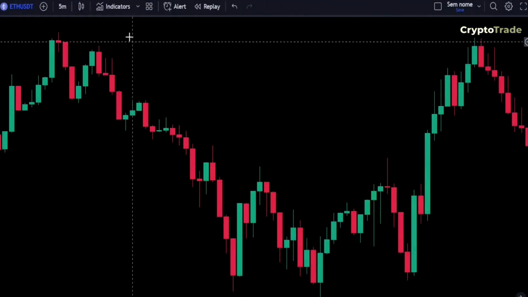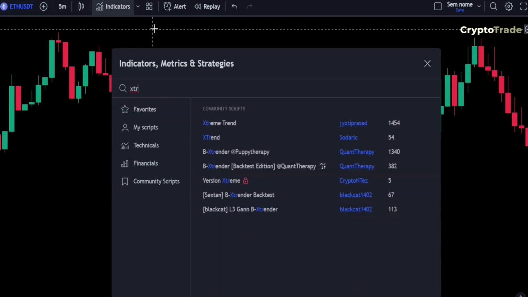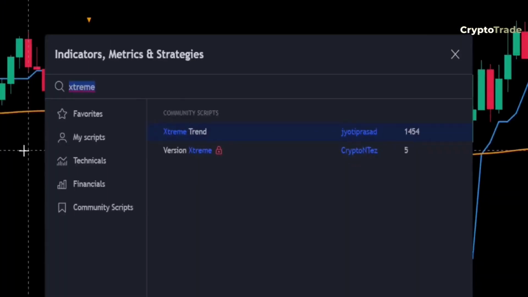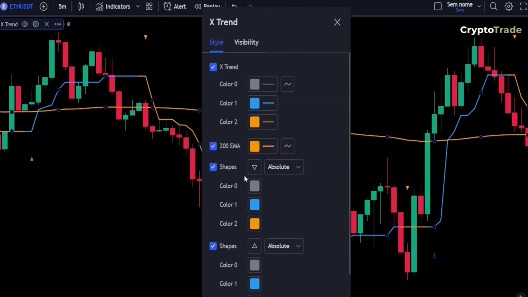To add the first indicator to the chart, open the indicator search bar in TradingView and type Extreme Trend. Select the indicator as shown in the video. Click on Settings and in the Style tab unselect the 200 EMA checkbox. Click OK to finish.